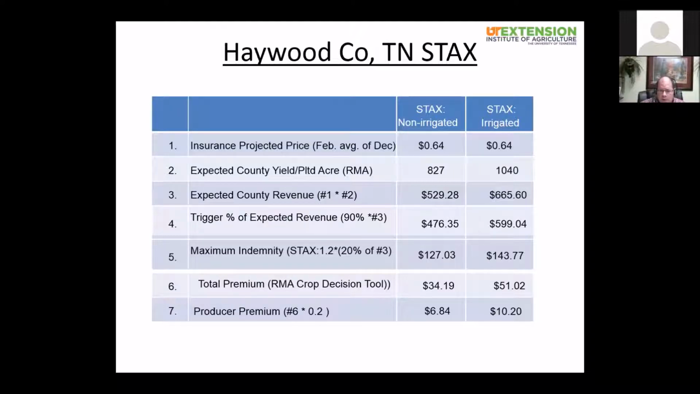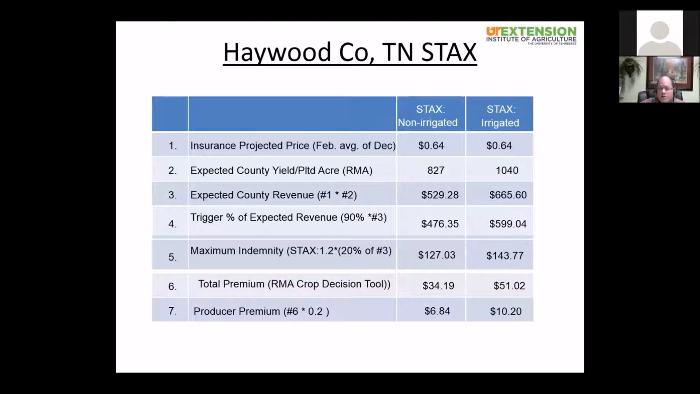But that's our expected county revenue. If we pick the 9% trigger that we have, we multiply that times that expected revenue, we come up with $599 as our expected revenue, or the trigger point of the revenue. Again, we look at our maximum indemnity, which is 120% of 20% of the county revenue that we have, and our maximum indemnity is 143.77. So that's the very most that this program would pay. The total premium on this is about $51, and then we take the subsidy out, and the producer part is going to be about $10.20. So that's what it's going to cost.